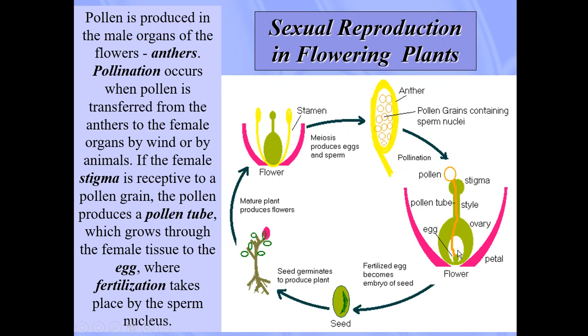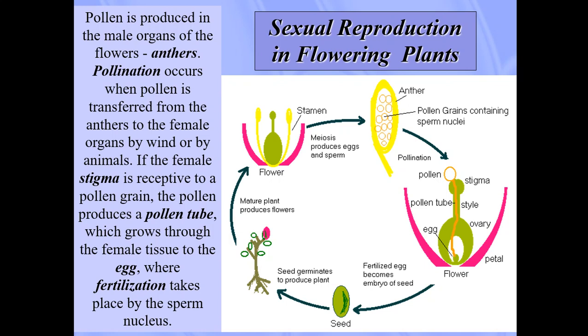Once it reaches the egg, mag-form na siya into seed which is the embryo of the plant. Then the seed germinates and becomes another matured plant. Okay po? So, paki-analyze na lang ng diagram. So, that's how pollination works. In pollination of plants, we have 2 types. We have cross-pollination.